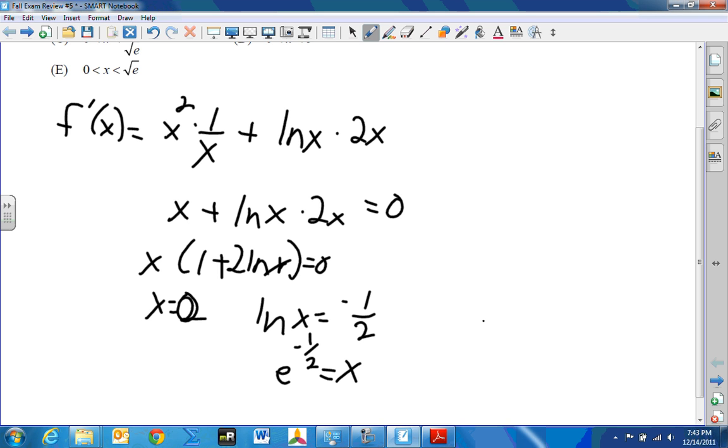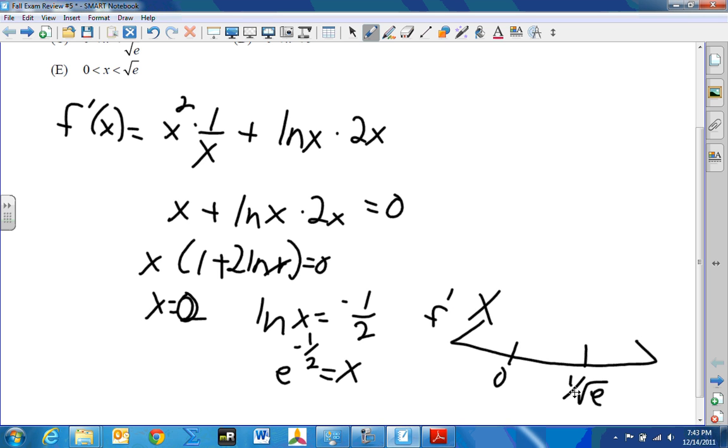So now if we do a sign line for our derivative, f prime, we have 0 here. We have 1 over the square root of e here. And we can't put a negative number into this function because we can't take the ln of a number that is less than 0. So this part out here is immaterial. We don't have to worry about it.